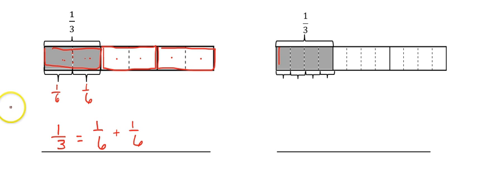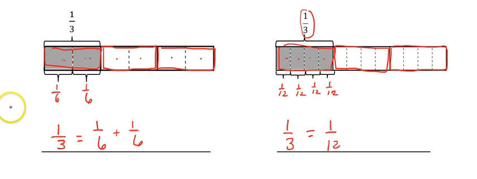Over here, I start with a third again. It takes 3 of these pieces to make the whole. I have 1 shaded in, so that's how I get my 1/3. Now this piece has been broken into 4 equal pieces. That means each of these pieces is 1/12, because it takes 12 of them to create the whole. So I have 1/12, 1/12, 1/12, and 1/12, which means 1/3 is also equal to 1/12 plus 1/12 plus 1/12 plus 1/12.